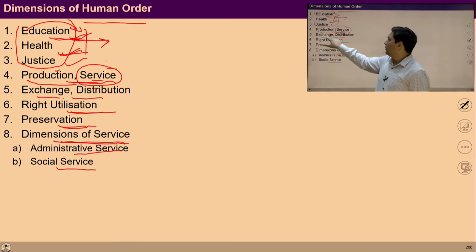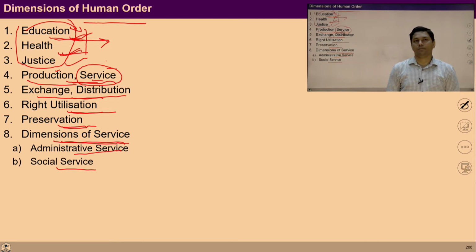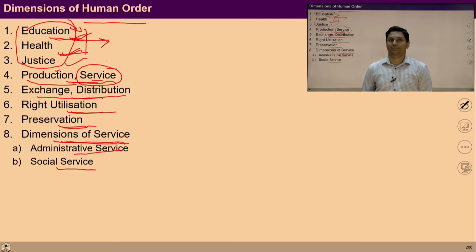So let's talk about exchange and distribution. The exchange dimension: we do not produce every item that we use, nor can we perform every kind of service that we need. So we can produce only some of the items. All other items are produced by others. So through exchange, all such items and services are made available to us as per our needs. That's why there is a need for the dimension of exchange.